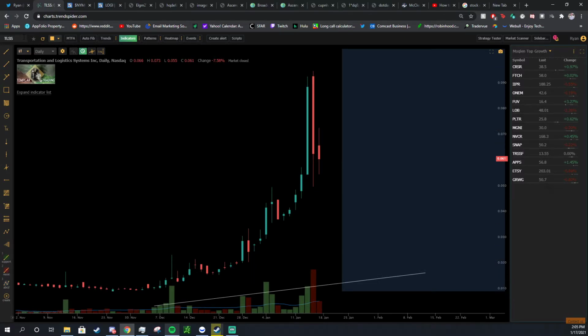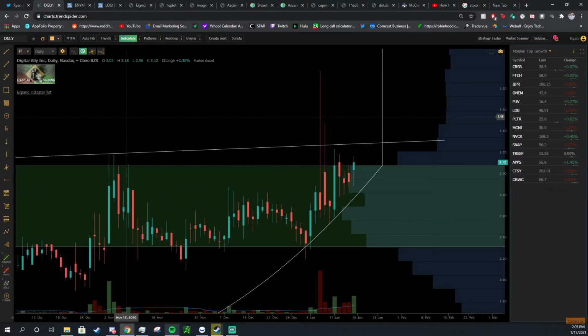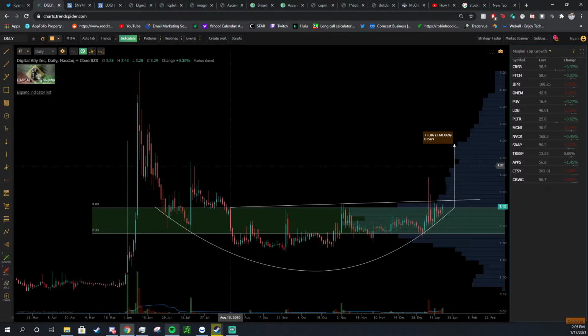If you can get in before the gap ups, that's what I'm saying with DGLY. I think DGLY and then WWR, I think these will have their time too. I think all the pennies and the small caps are running, just like normal sector rotations. Like in November, we were seeing all the blue chips just running for days.